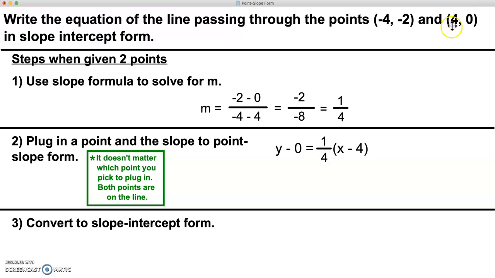So I used 4, 0. The reason I used 4, 0 is because when I clean this up and write y minus 0, it just becomes y equals 1/4 times x minus 4. But notice, this is still not slope-intercept form because we still have to distribute that 1/4. So 1/4 x minus 1 is our slope-intercept form once we distribute that 1/4.